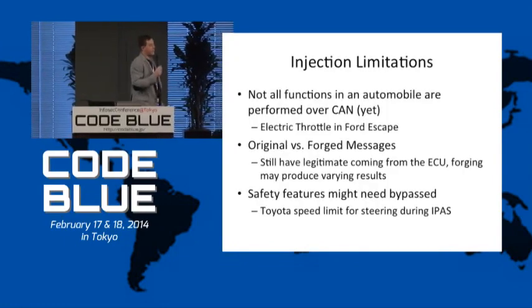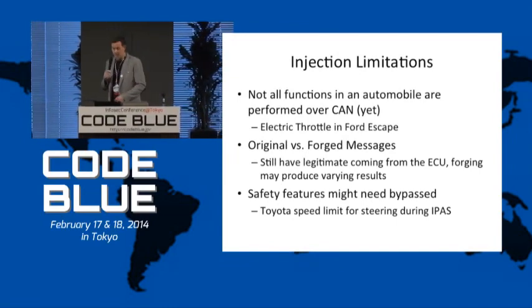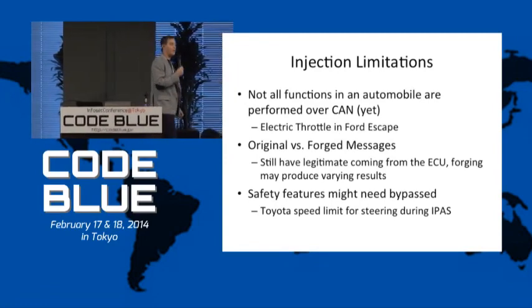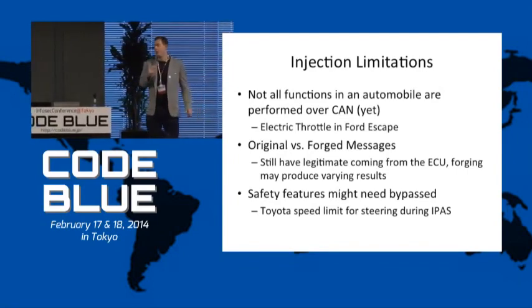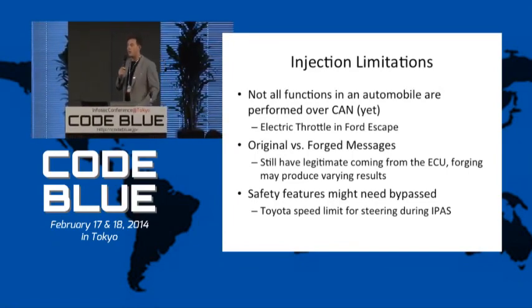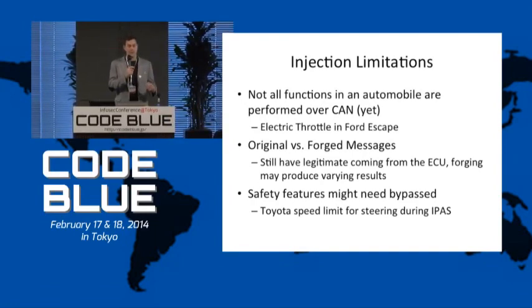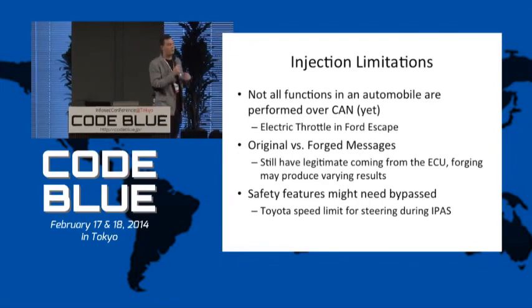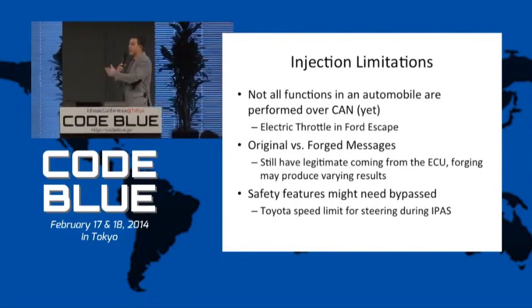Current attacks that we'll talk about really rely on CAN injection. But there are some limitations. The first being, right now, not all functionality for an automobile relies solely on CAN. For example, in the Ford Escape, although it was accelerate by wire, there were sensors on the acceleration pedal, and when you pressed them, they would send information to the engine control module. But it never went over the CAN bus. So while it was controlled by a computer, it wasn't sent over CAN.